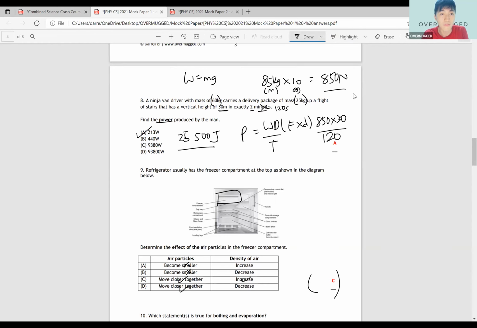Then divided by 2 minutes, so it should be 120 seconds. So divide by 120. The answer should be 213, or 212.5, you round up to 3 SF, so 213. So I think this one is correct.